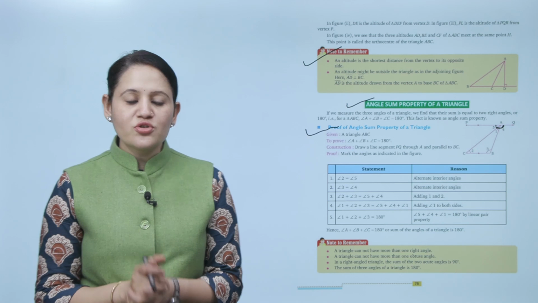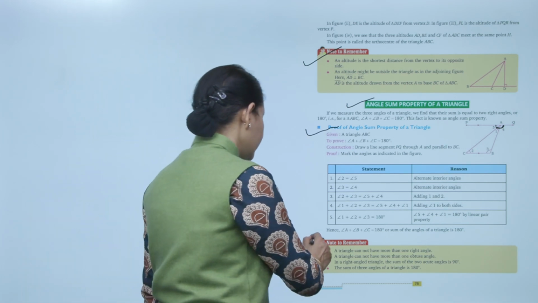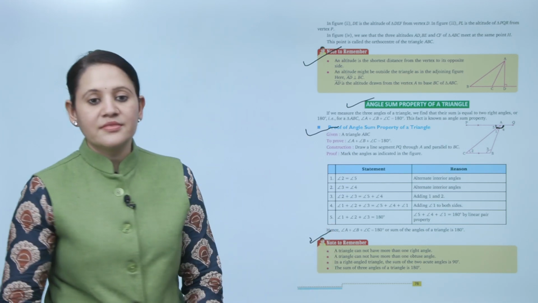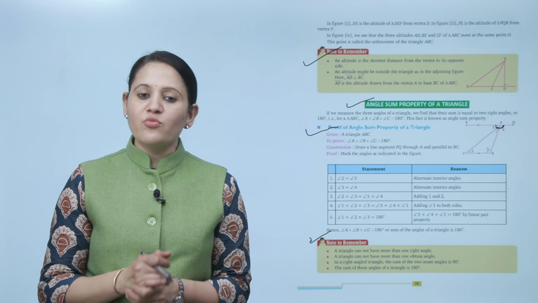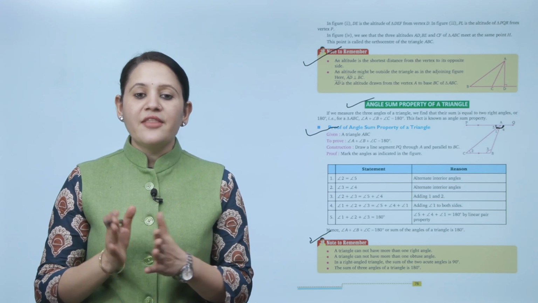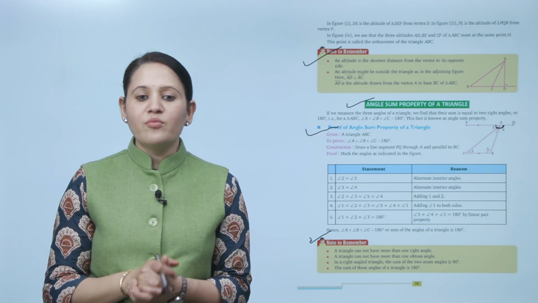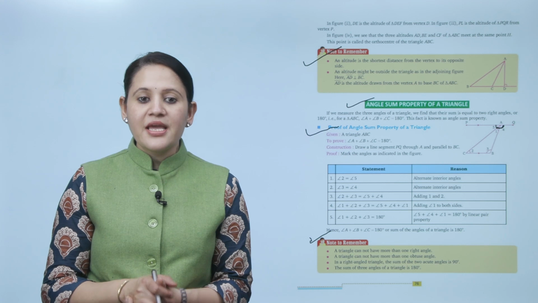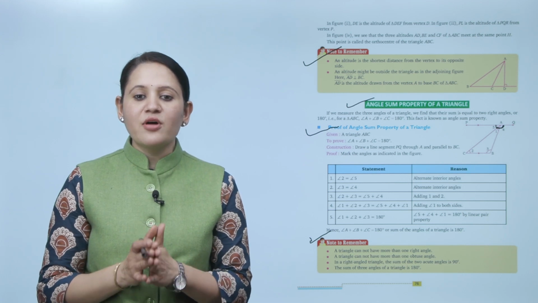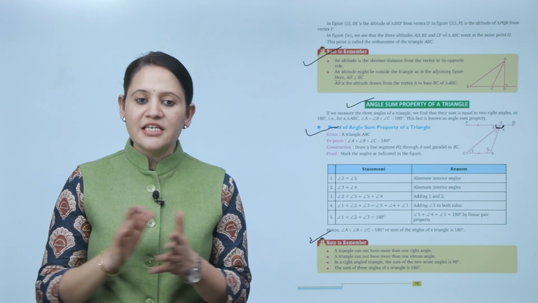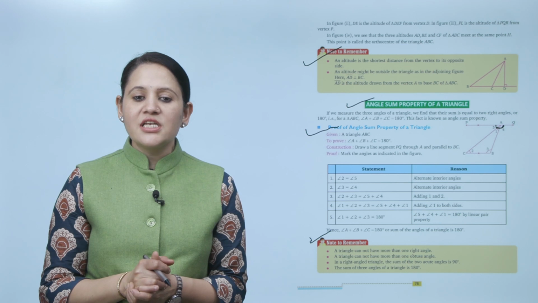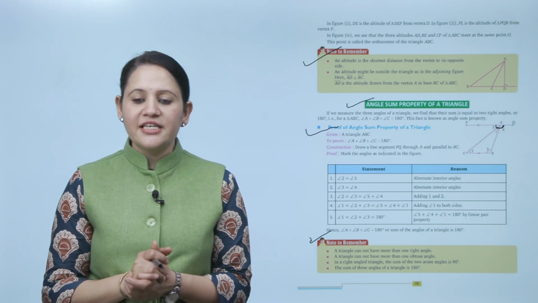Next is note to remember. A triangle cannot have more than one right angle. A triangle cannot have more than one obtuse angle. In a right angle triangle, the sum of two acute angles is 90 degree. The sum of three angles of the triangle is 180 degree.